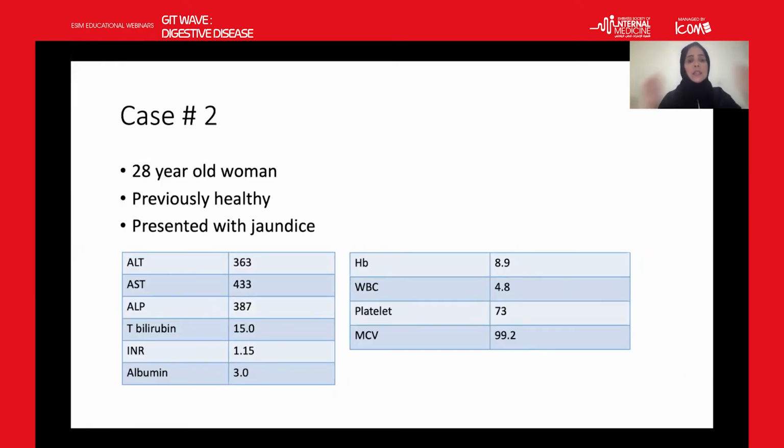And this is the second case of a 28-year-old woman who was previously healthy, who presented with jaundice.